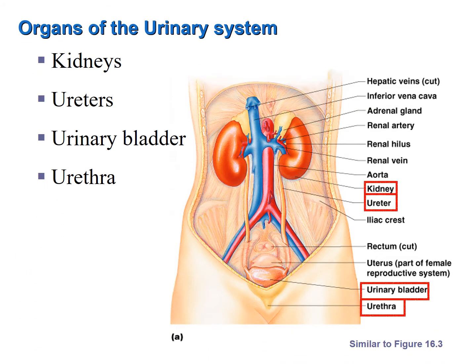This figure is similar to the one in your book. It basically shows the organs of the urinary system. The kidneys, which are responsible for the production of urine, the ureters, which move that urine from the kidneys down to the urinary bladder. There, the urine is stored until there is an appropriate time to be eliminated from the body, and it is moved from the urinary bladder to the outside world by a short tube called the urethra.